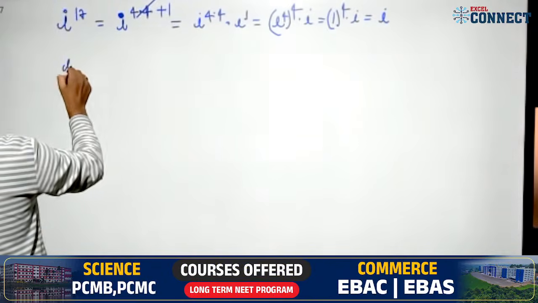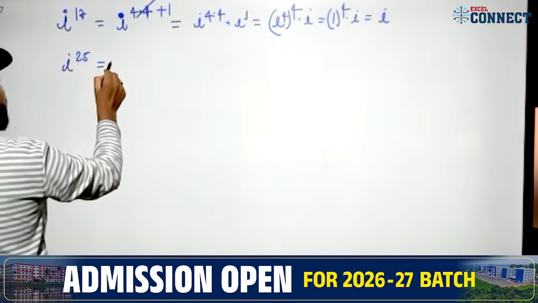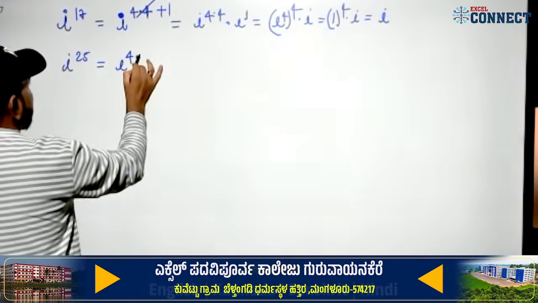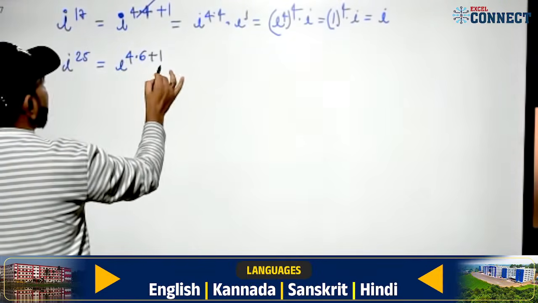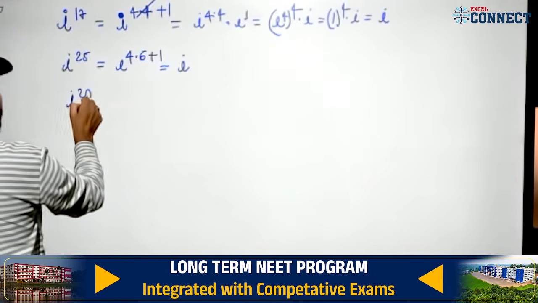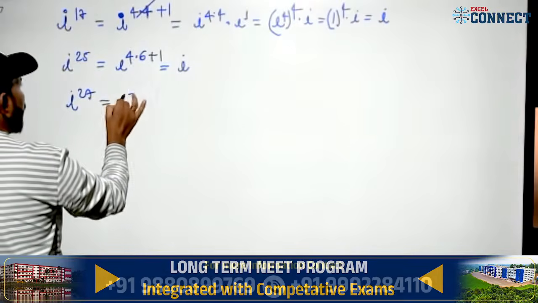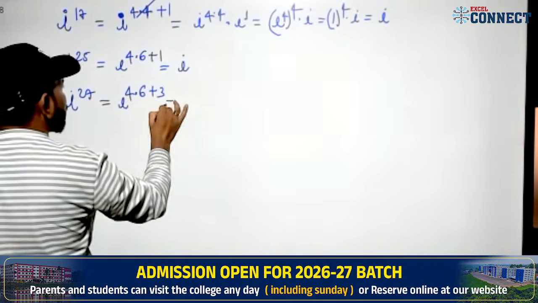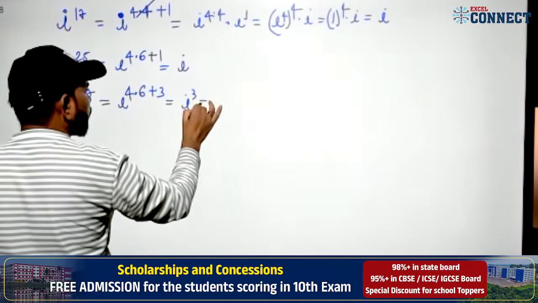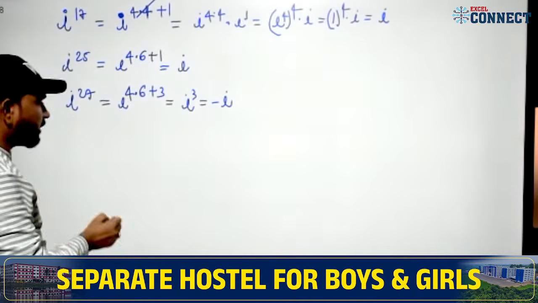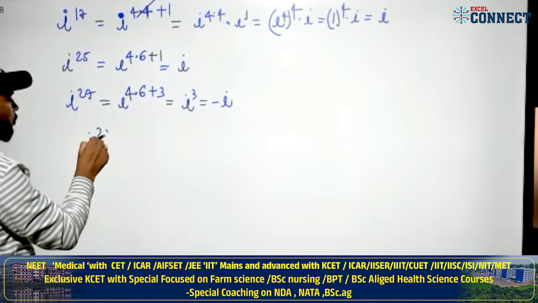If I say i to the power 25, then i power 4 into how much? 6, yes, plus 1 is equal to what? You can say sir, i only. If I say i power 27, then you will say i power 4 into 6 plus 3. So what remains? i power 3. You can put this value: minus i.